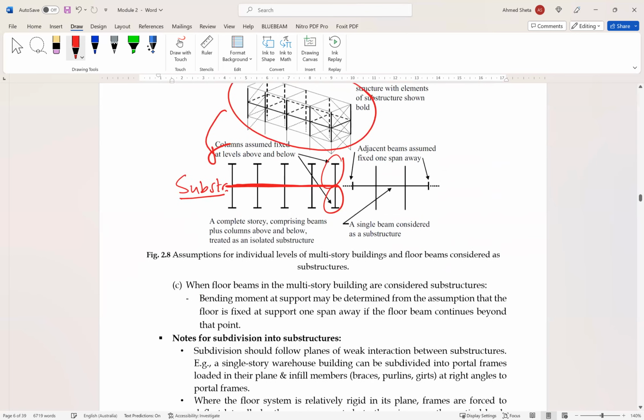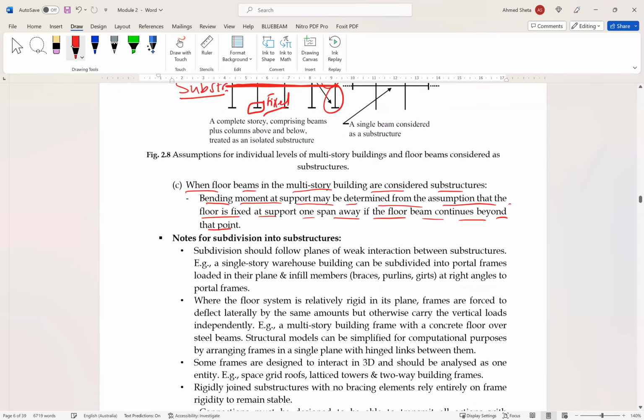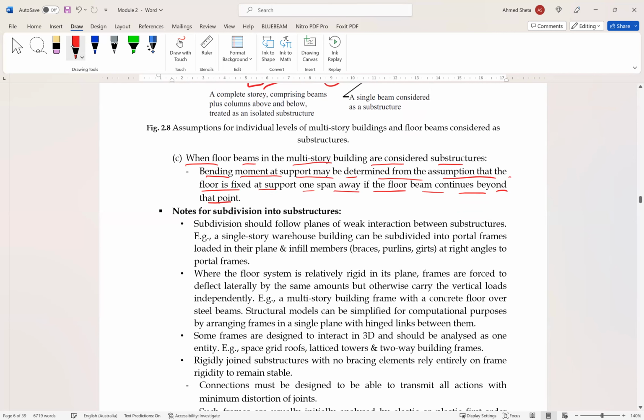These methods are just for simplification, because you have a complex structure and you need to subdivide it into simple structures. When floor beams in a multi-story building are considered substructures, bending moments at supports may be determined from the assumption that the floor is fixed at the support one span away if the floor beam continues beyond that point. Also, this is considered fixed. So this is how to simplify the structure in a multi-story braced building.